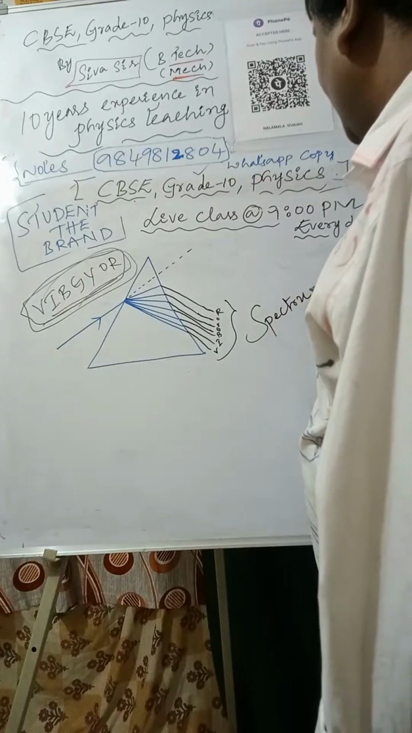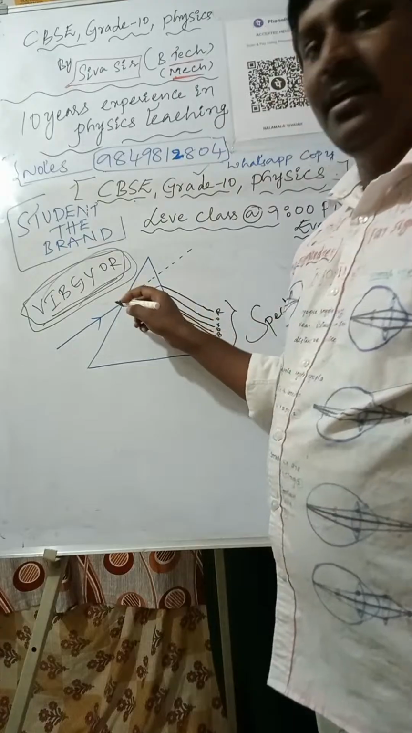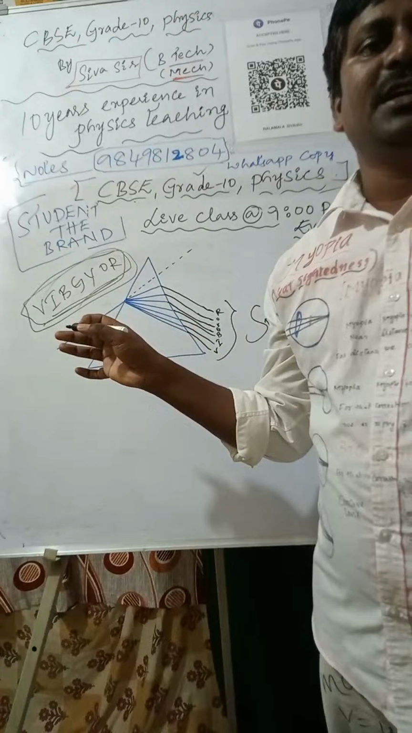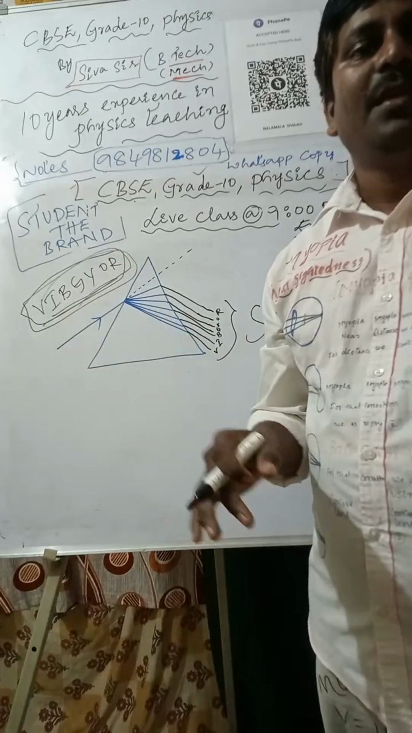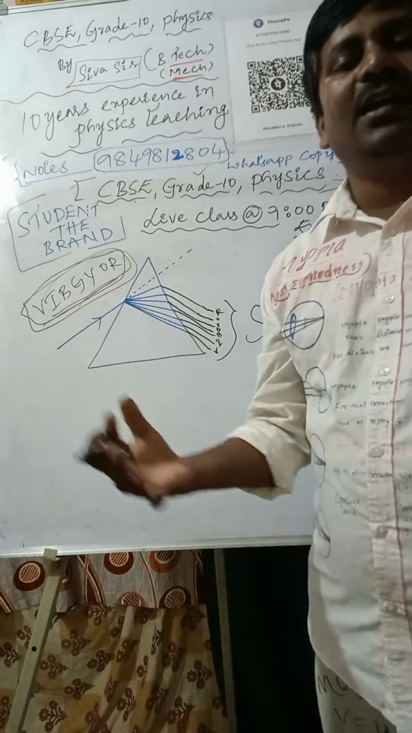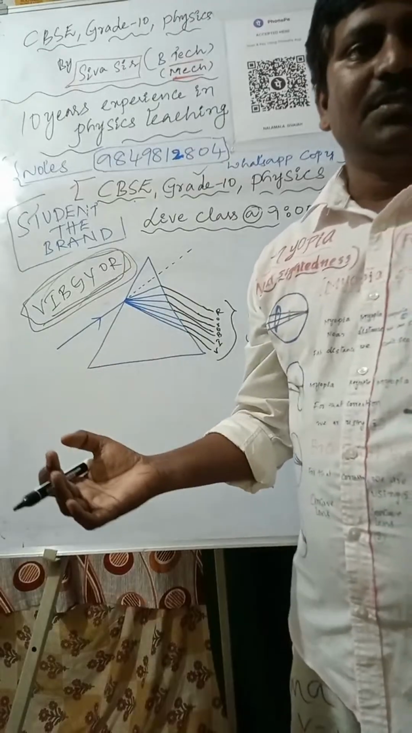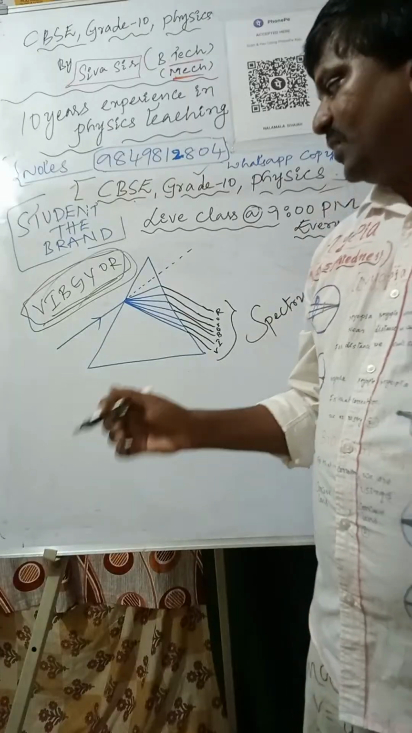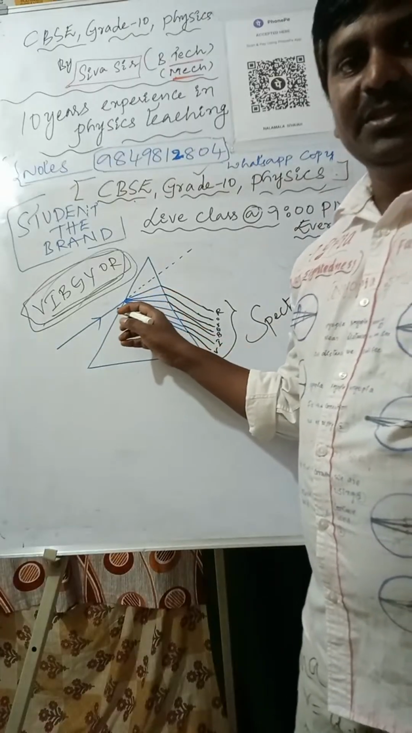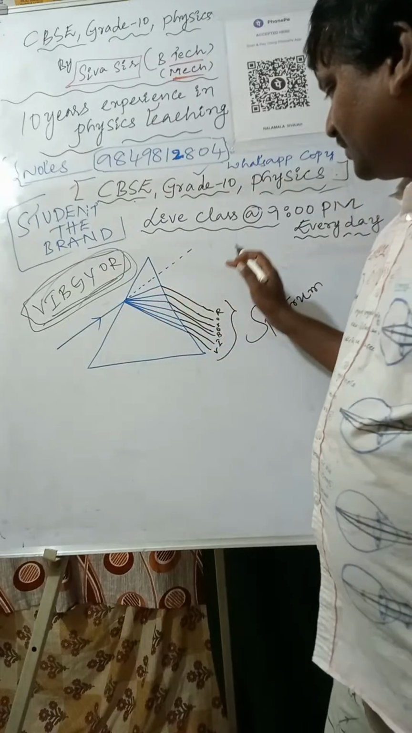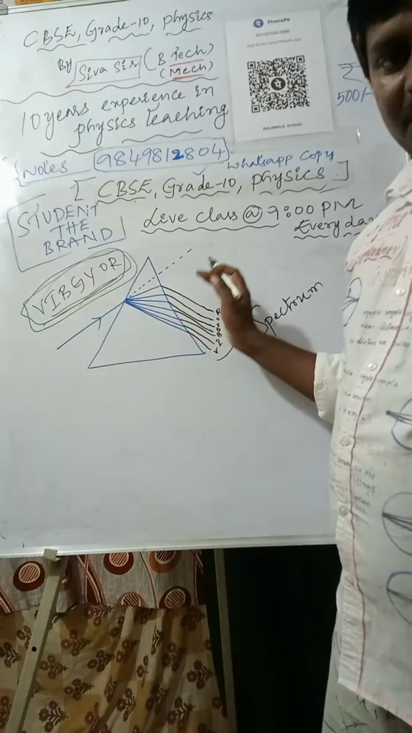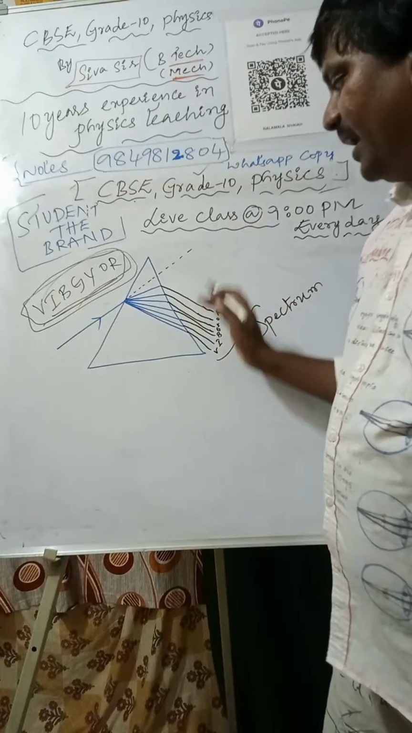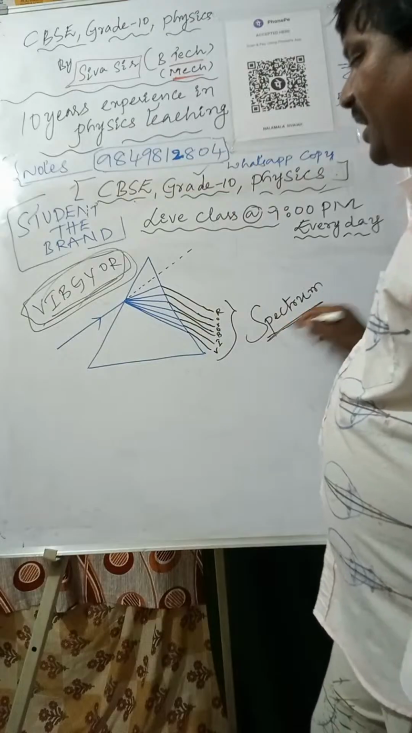The splitting of white light into its 7 constant colors is known as dispersion. Here dispersion is taking place, and those 7 colors will form like a band on the screen. That band is called spectrum.